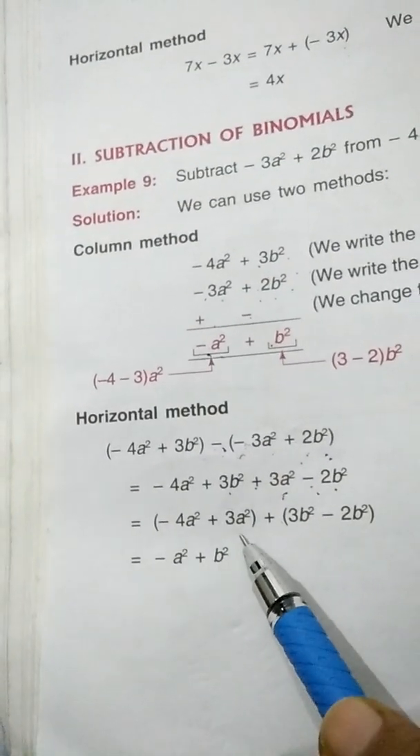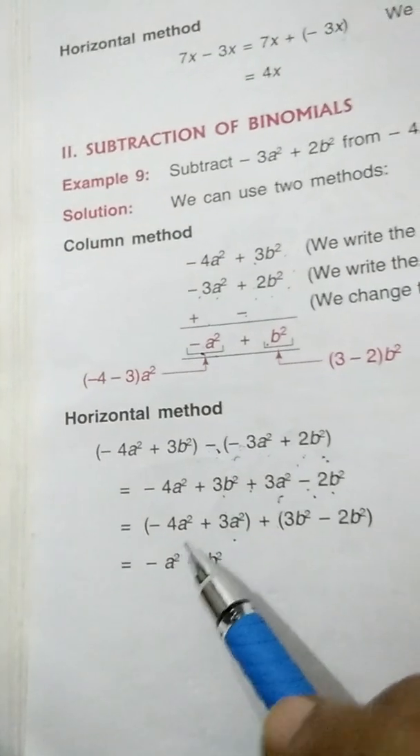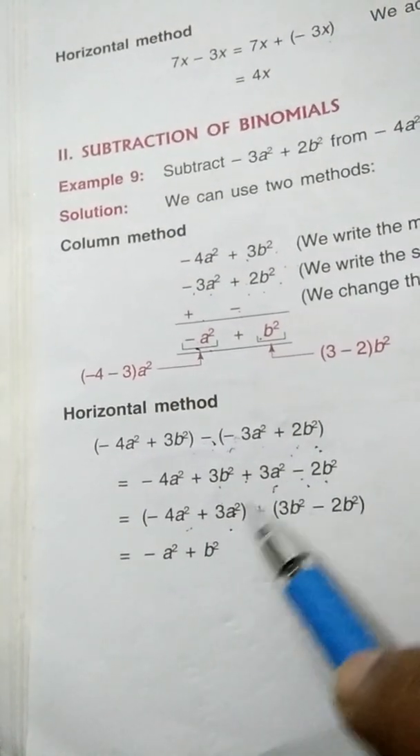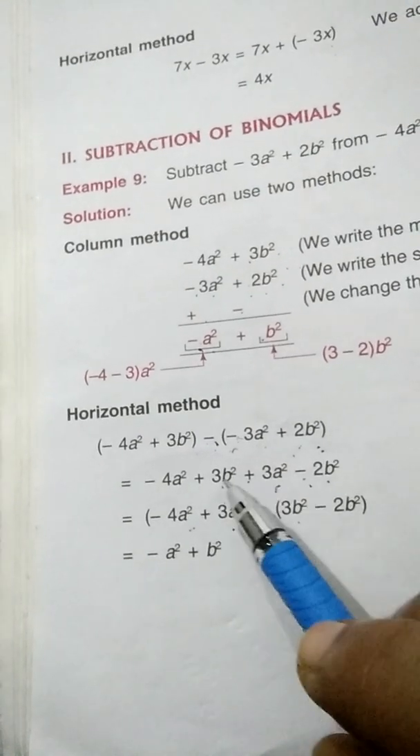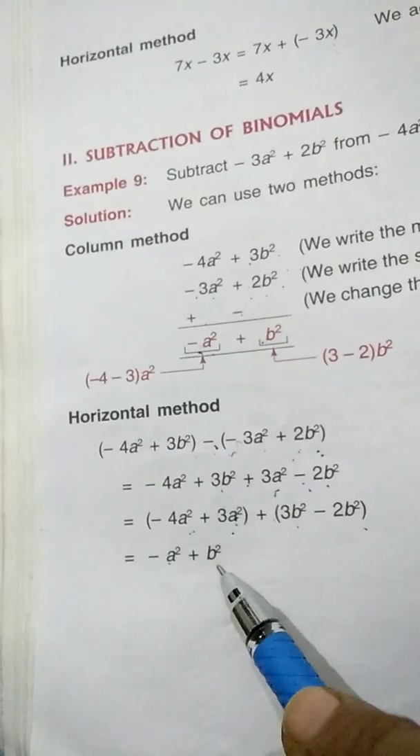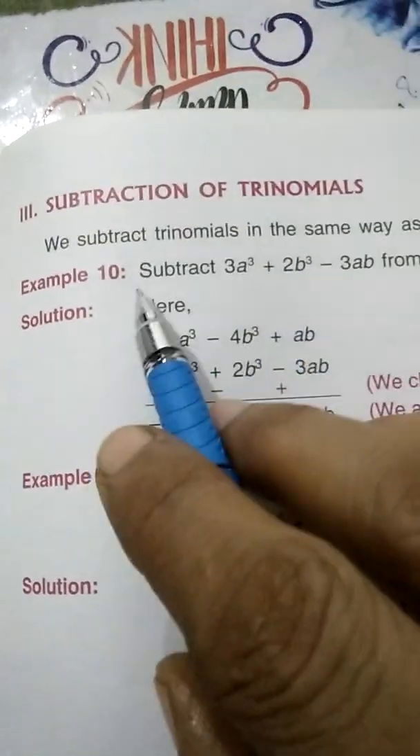So minus 3 becomes plus 3 and plus 2 becomes minus 2. Now arrange the like terms. So minus 4a square and plus 3a square, plus 3b square minus 2b square. Then the answer is minus a square plus b square. So dear students, now we are going to subtract trinomials.